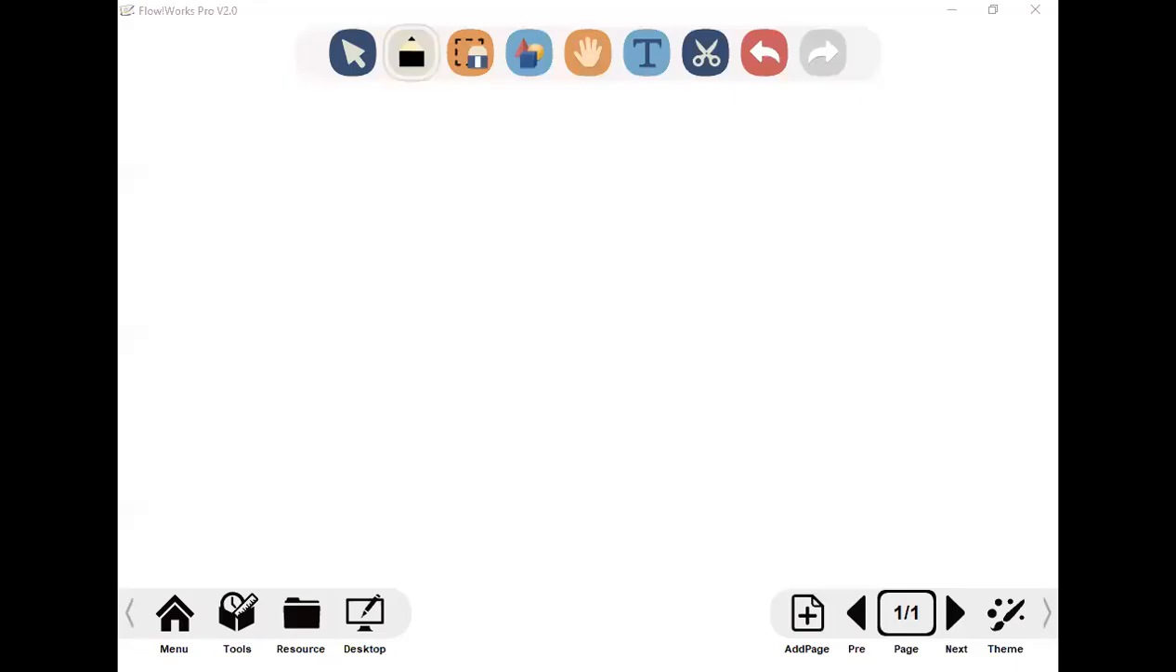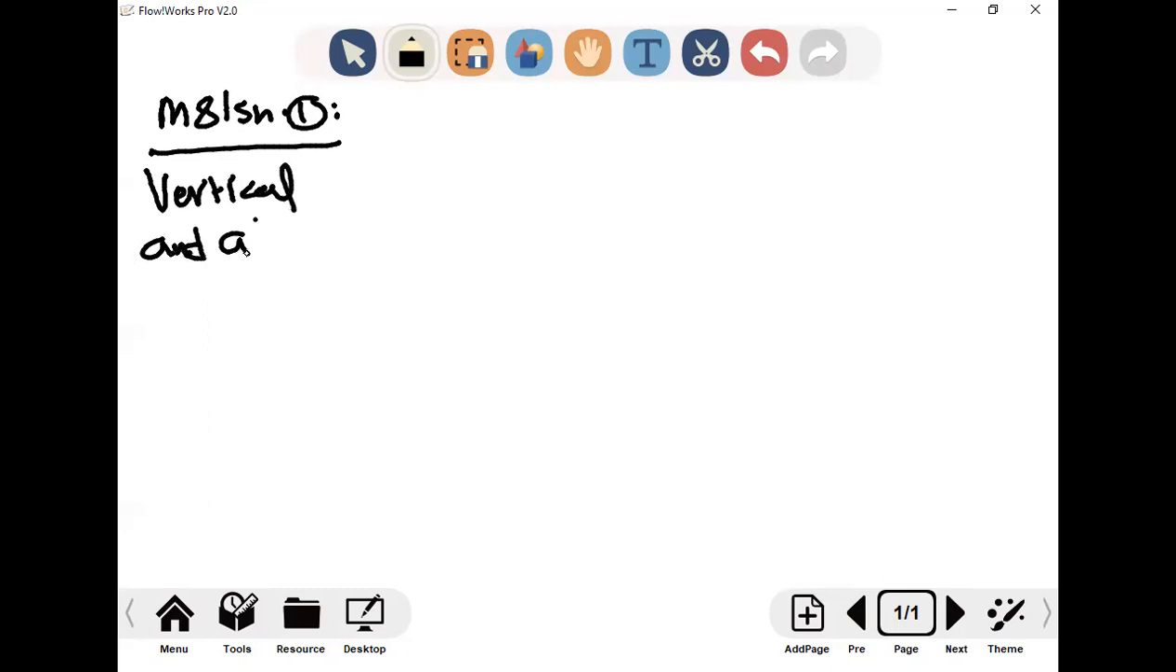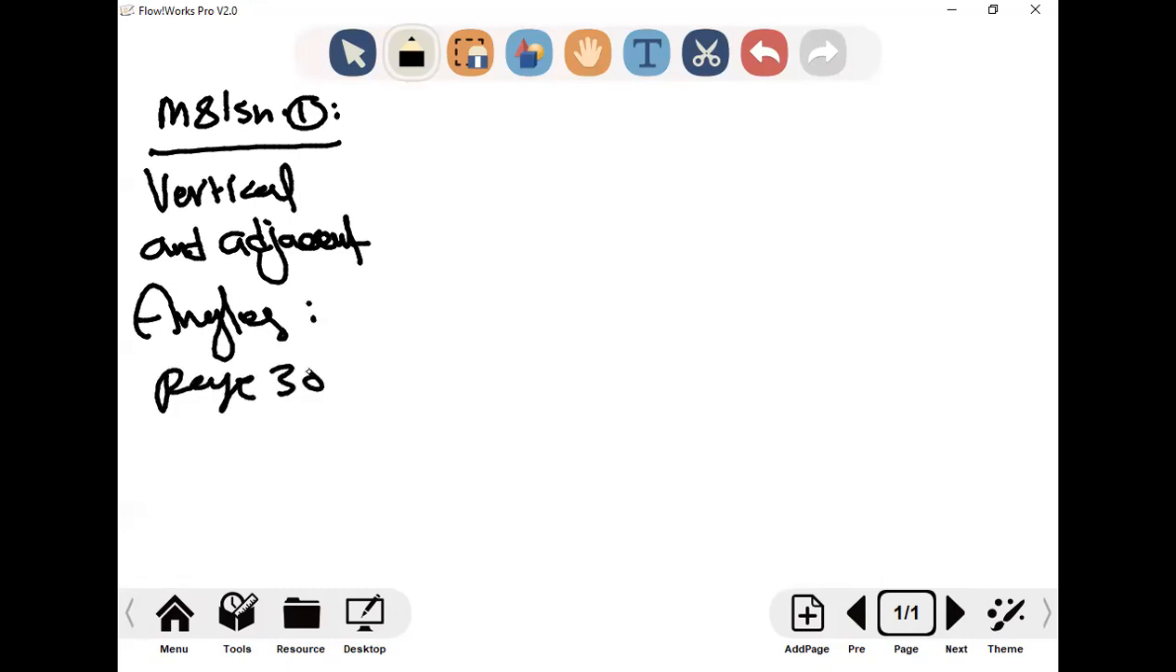We are in Module 8, Lesson 1: Vertical and Adjacent Angles. Your page 306, 96. Okay, and today is 3 January.